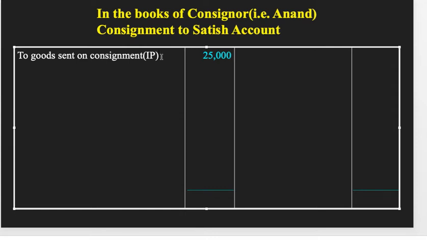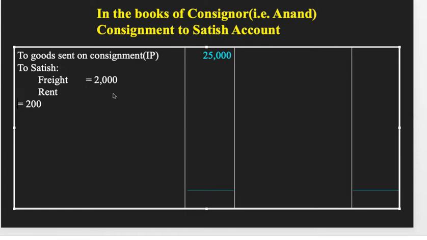Then we have different expenses which Satish has paid. We are going to write down 'To Satish', and what are the expenses he has paid? First of all, he has paid freight and octroi. Freight and octroi, he is paying around 2000 rupees, which is mentioned in the problem, right? And then he is paying a godown rent. You can write down simply rent here, and the rent he is paying is 200 rupees, right?